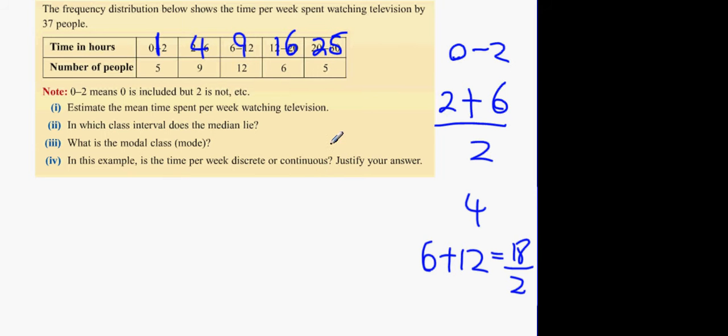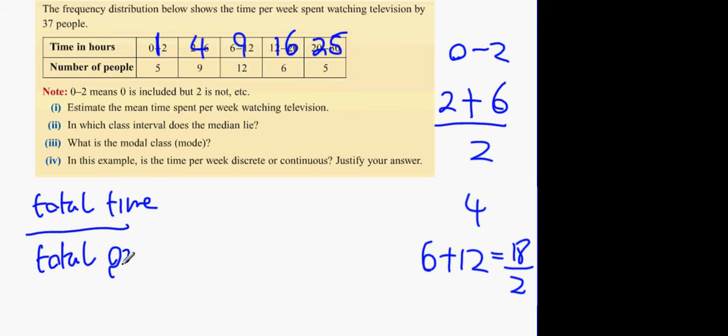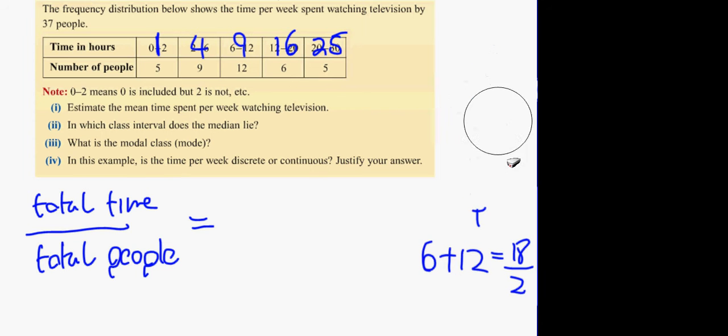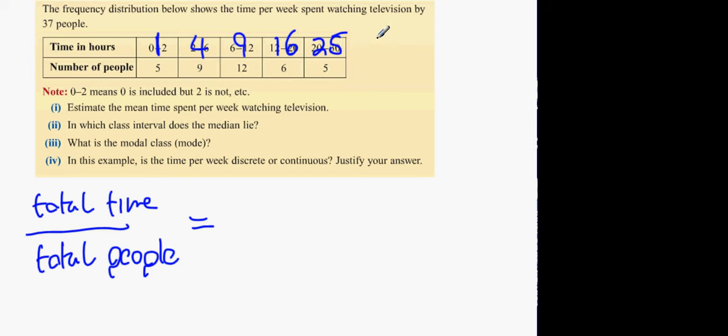Now, the next thing is to estimate the mean time spent per week watching television. What we need to get is the total time divided by total people. Total people is really easy to do. You just add all the number of people together, but total time is a bit more difficult. To get total time, we use the mid-interval values. These values that I changed them to here are called mid-interval values. And what you do is you start multiplying them out.